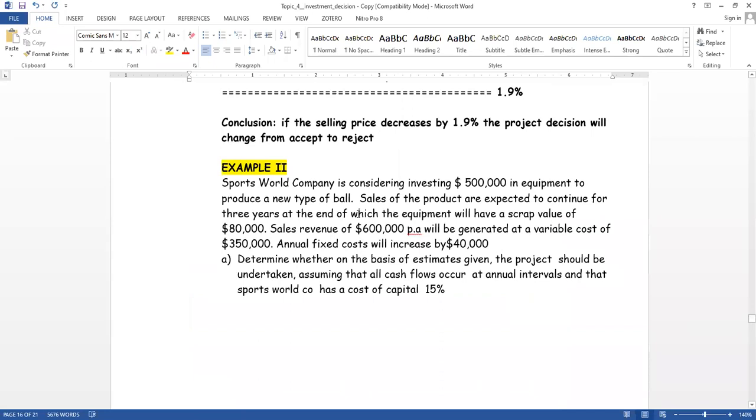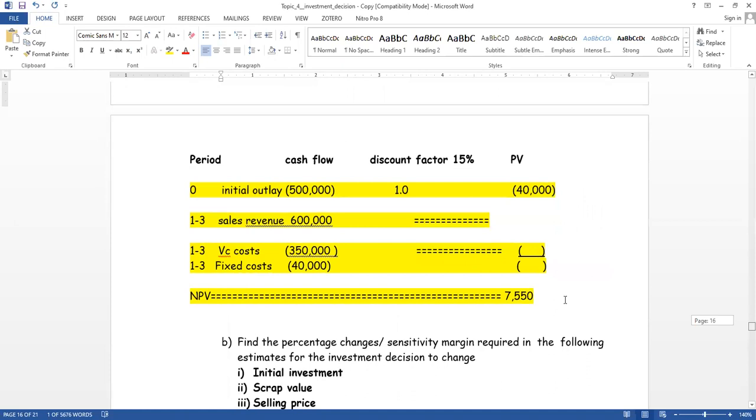Okay, because at the end they're saying that the scrap value is... what is the scrap value? The scrap value is 80. So meaning that you come here, and of course the scrap value is an inflow. So this is got in year 3.